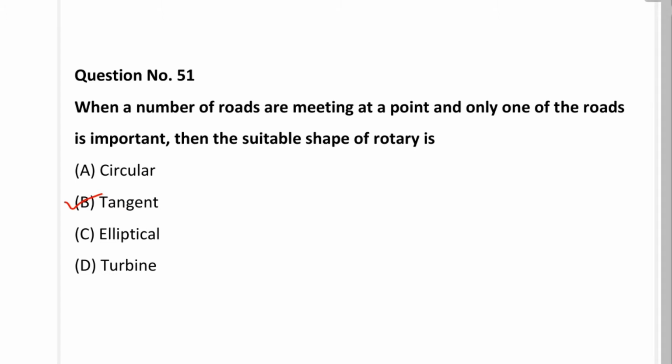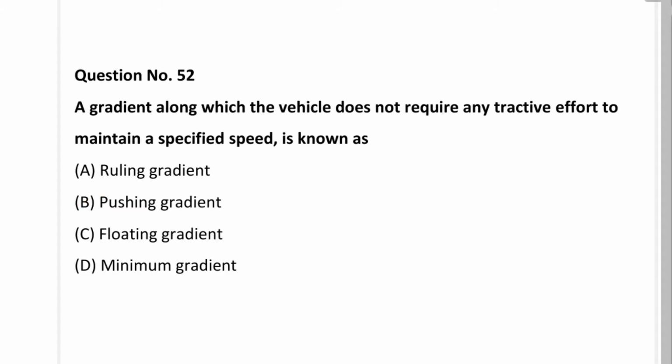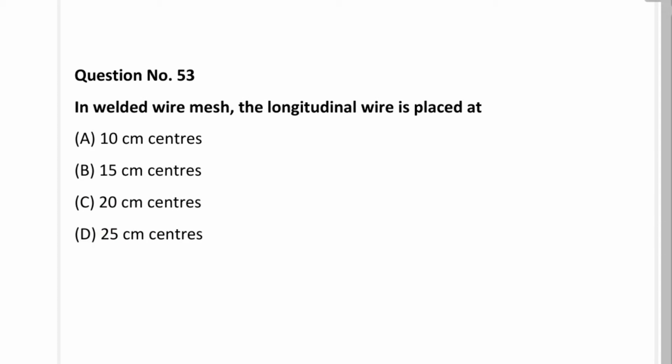Tangent. So next question. A gradient along which the vehicle does not require any tractive effort to maintain a specified speed is known as: A. Rolling gradient, B. Passing gradient, C. Floating gradient, and D. Minimum gradient. So the answer is C. Floating gradient.